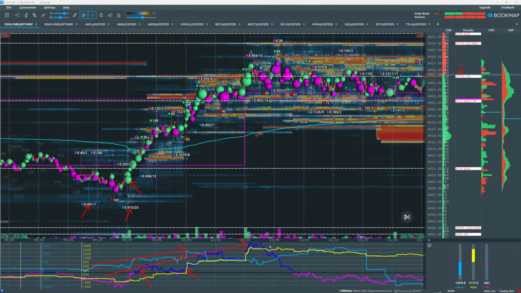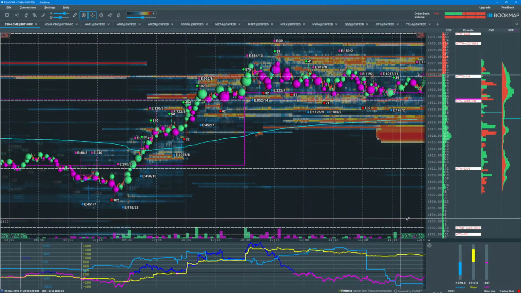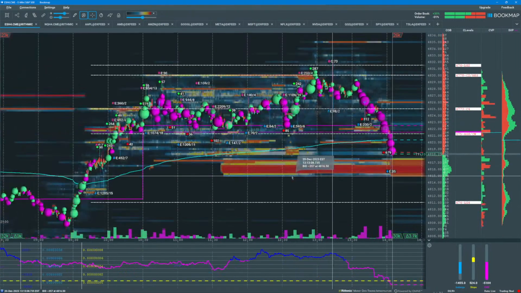Note also the stop line levels off, CVD starts to drop. So very clear signals both in Bookmap and in Spotgamma Hero for a long at the cash open. Zoom out now.